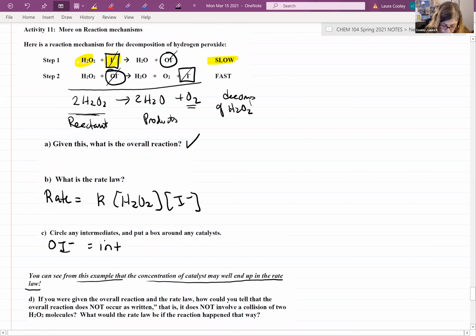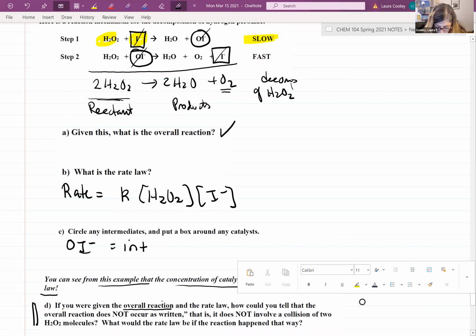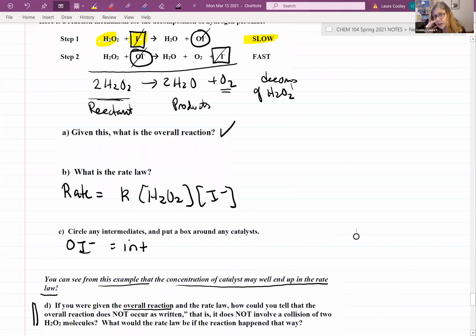Supposing I gave you this overall reaction, this is D. If you were given the overall reaction and the rate law, how could you tell that the overall reaction does not occur as written? So that's the question. How can you tell that the overall reaction does not occur as written? That is, it does not involve a collision of two peroxide. That's what that H2O2 is.